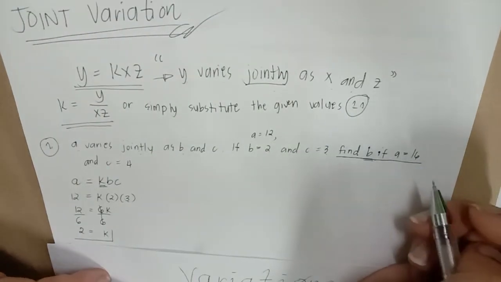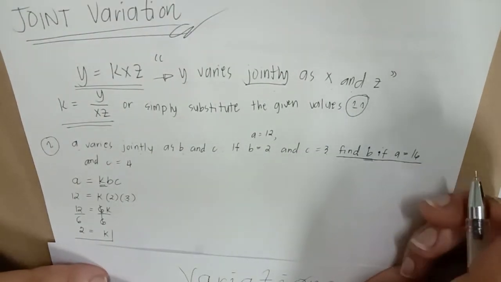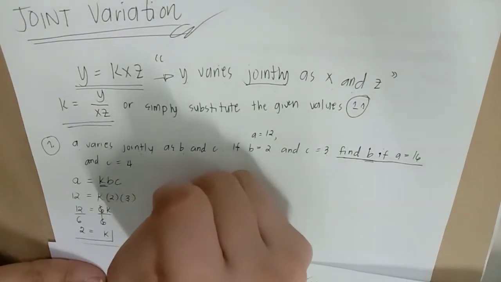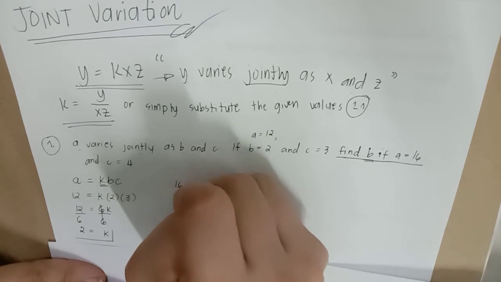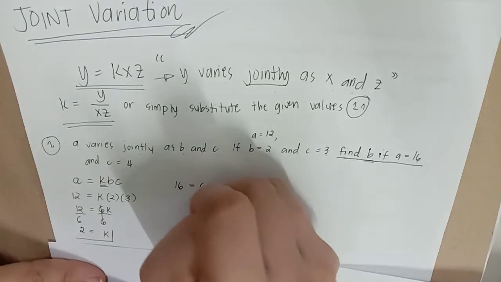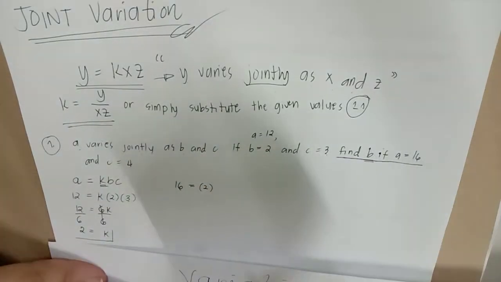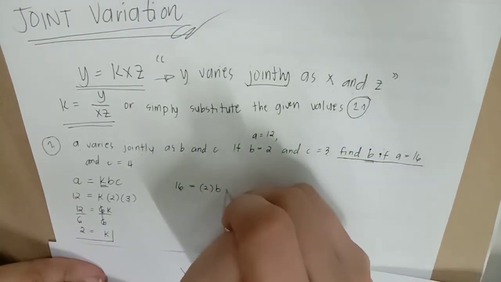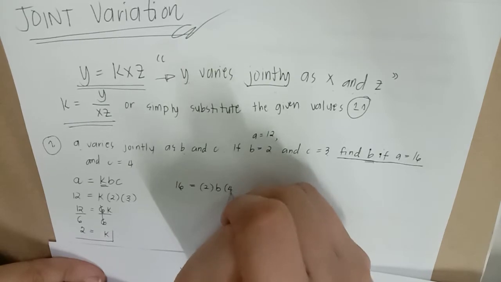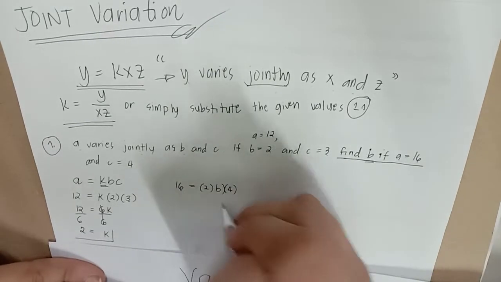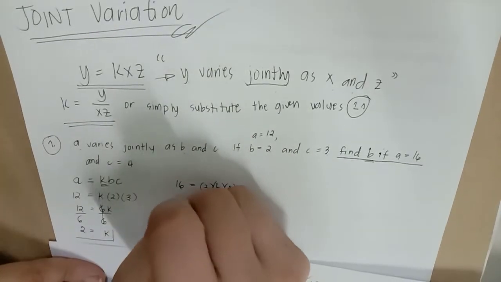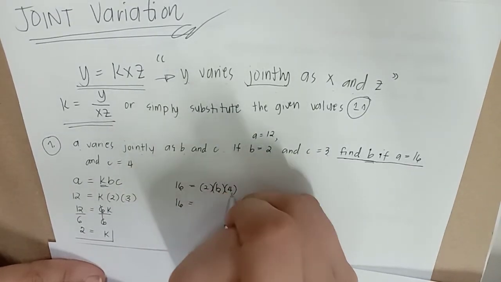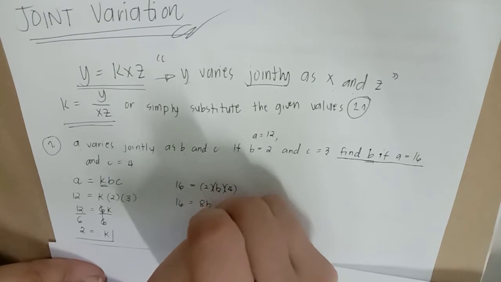Find B if A is 16 and C is equals to 4. Ang A daw natin ay 16 equals to, the value of our K is 2. The value of our B is missing. Then, the value of C is 4. So, multiply lang natin yan. 16 is equals to 2 times B, 2B, times 4, that is 8B.